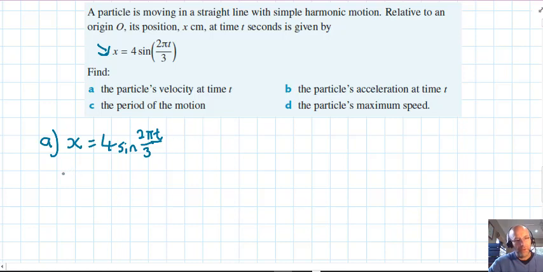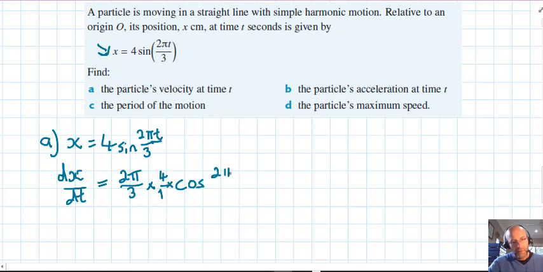Okay, so you've got to be careful which equation we choose. Well, what we're going to do here is actually just apply calculus. So dx/dt, using the chain rule, is 2 pi on 3 times 4 times the cosine of 2 pi t on 3. So we have 8 pi on 3 cos 2 pi t on 3. And that's the answer to that one.